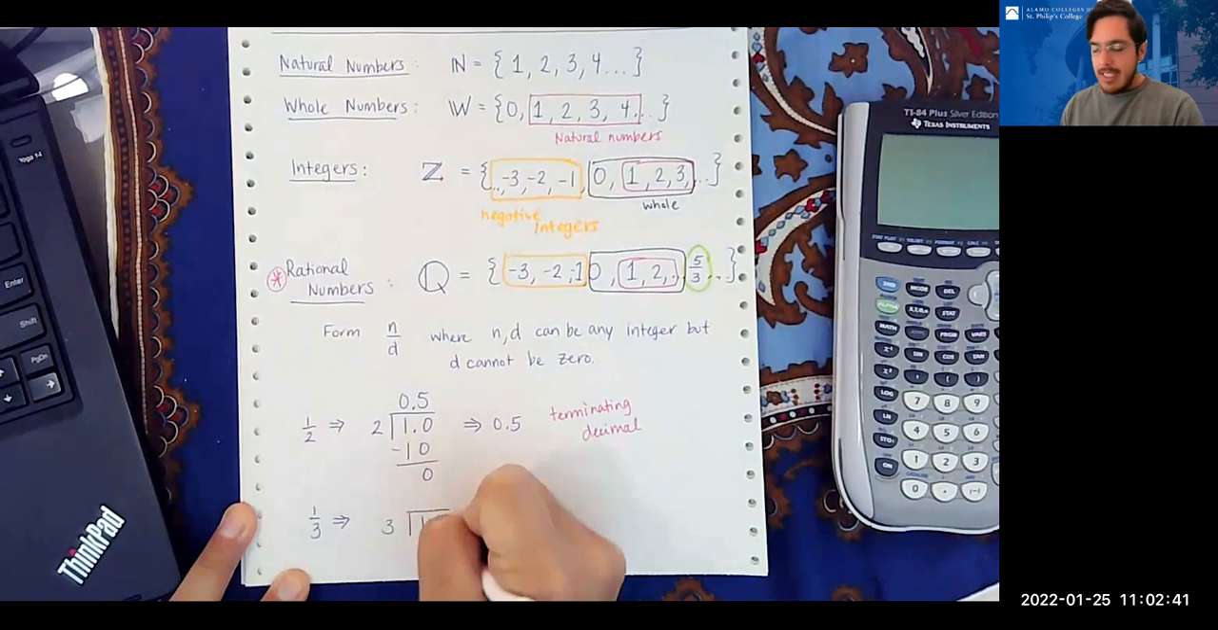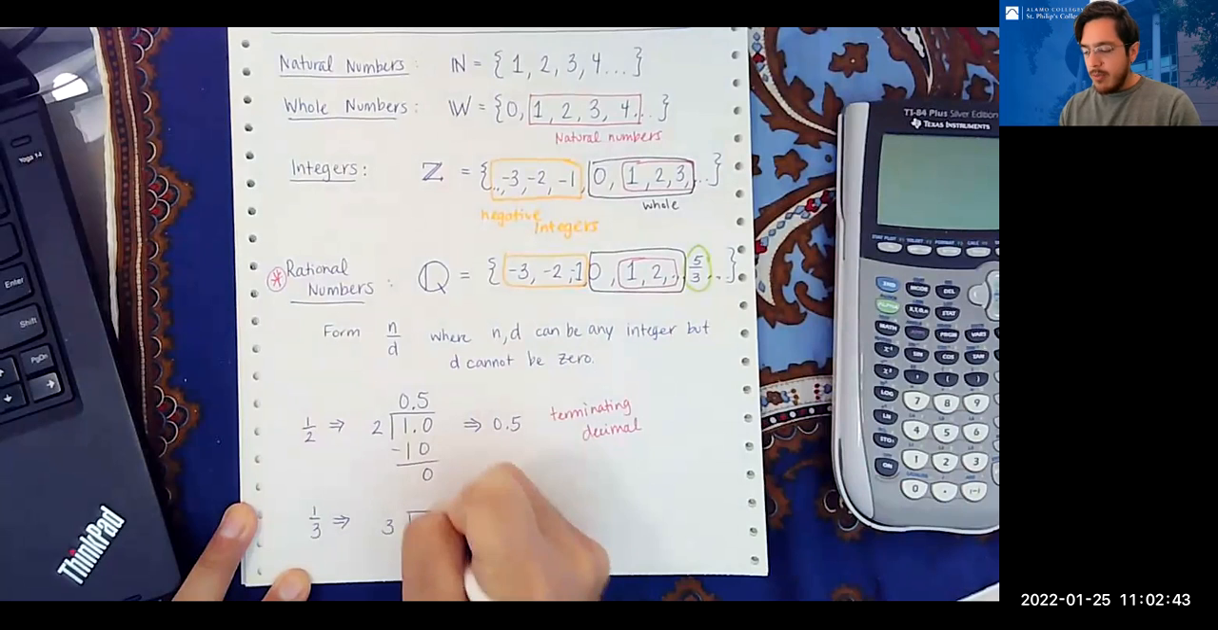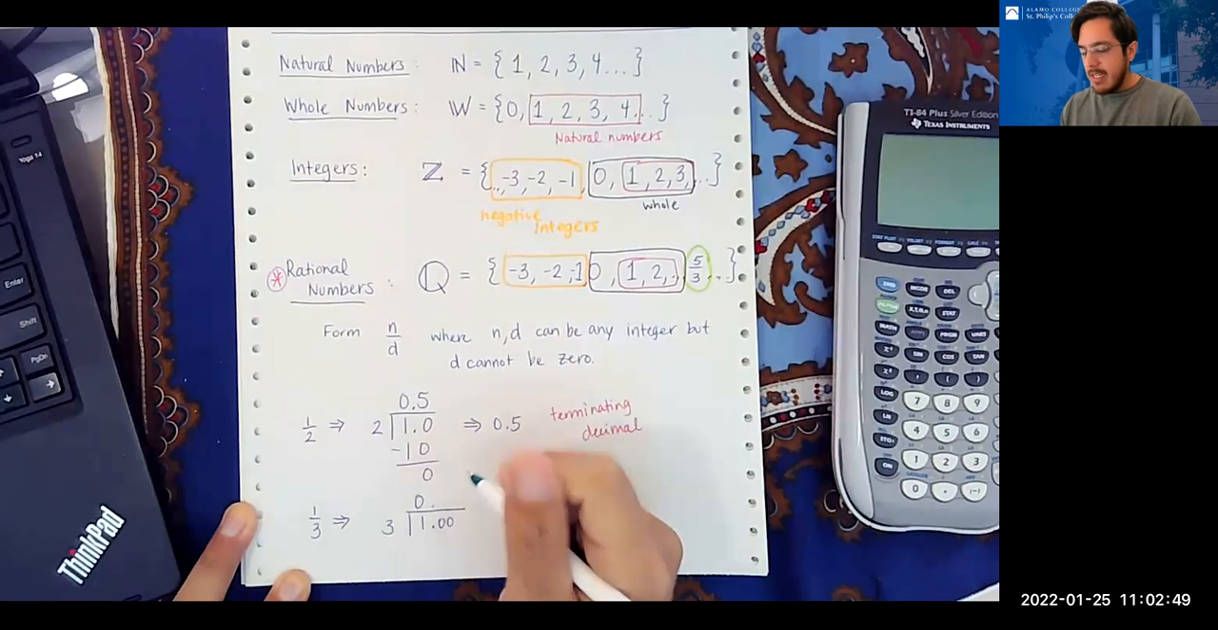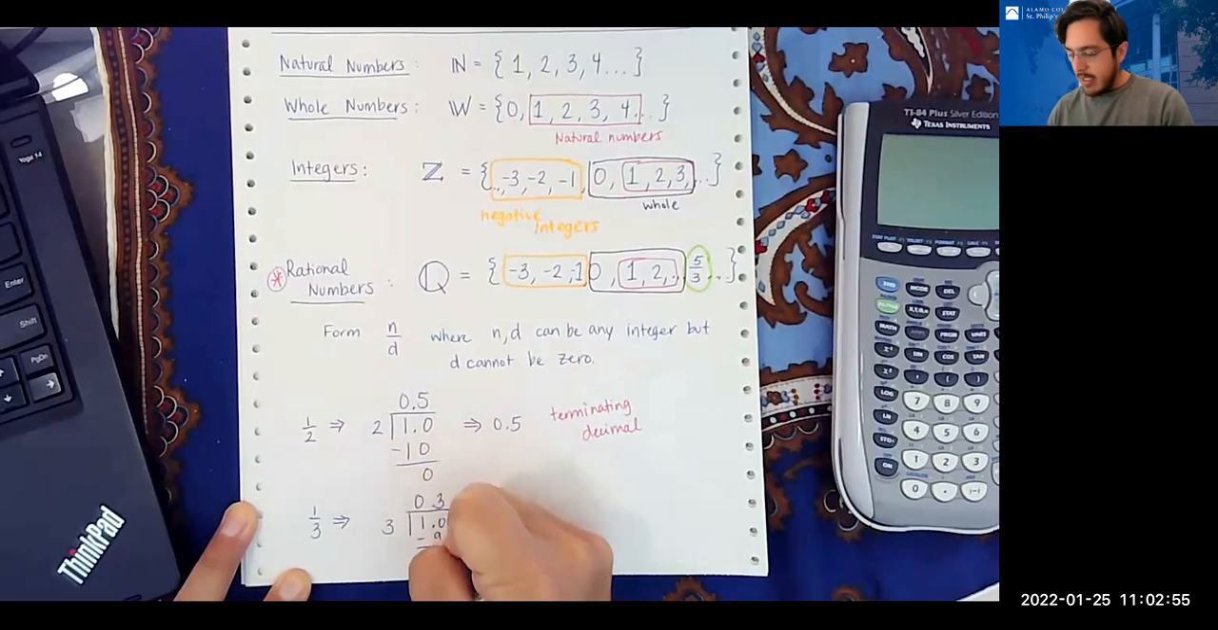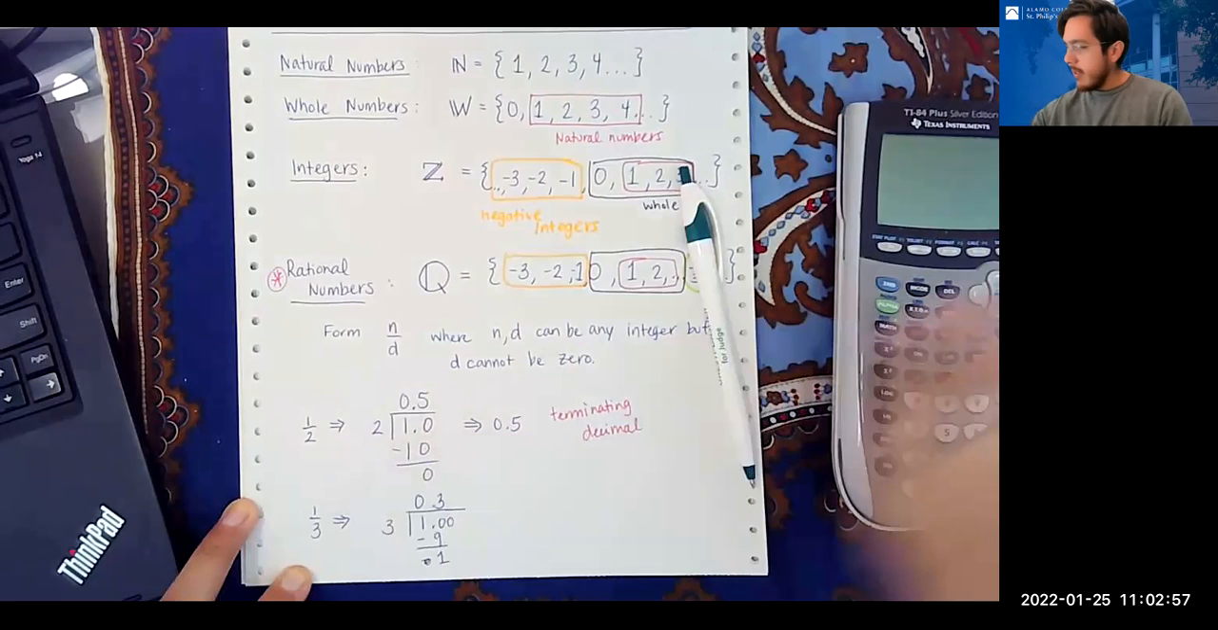But we're going to run into the same issue here. 3 can't go into 1, so we put a 0 up there. 3 goes into 10 3 times as 9, but we have a remainder of 1. Go ahead and get rid of this really quickly. There we go.